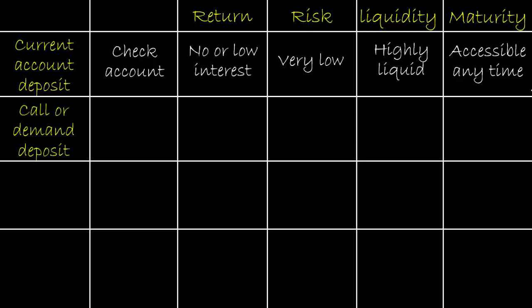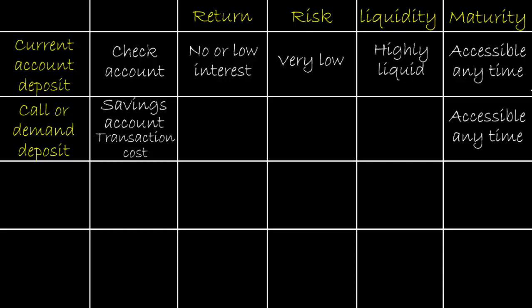The second account is called call or demand deposit. And this one will appear mainly in the savings accounts. But this account will incur some transaction and service fee cost. So maturity, it's accessible anytime. Consequently, the liquidity is high because you can access this money at any time. The risk here is very low as well. Therefore, the return will be very low. They get a low interest.